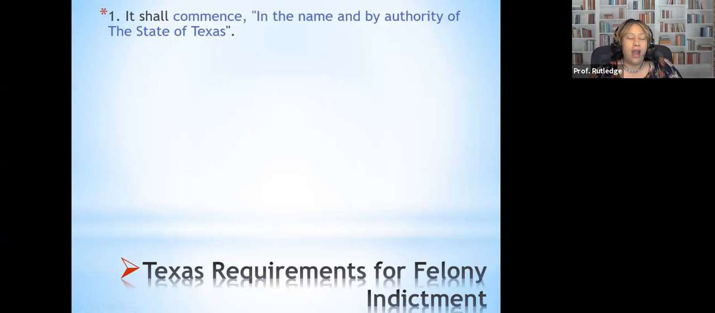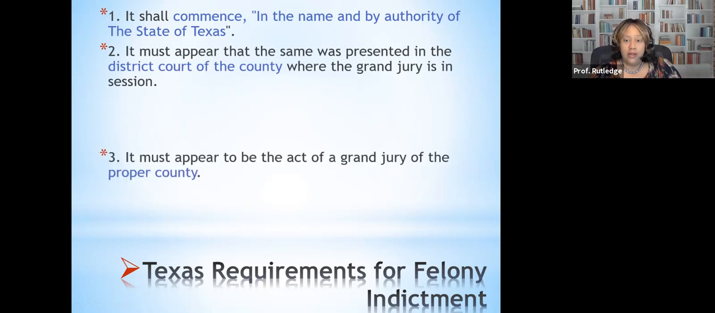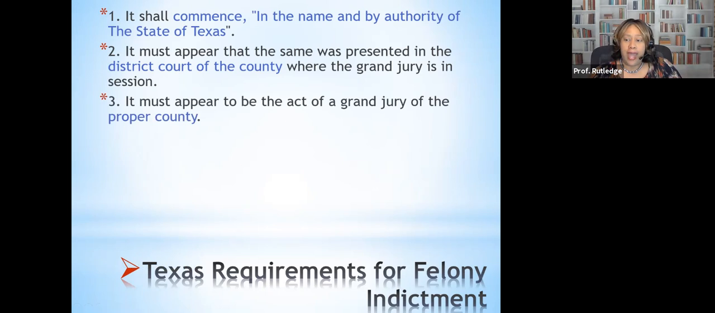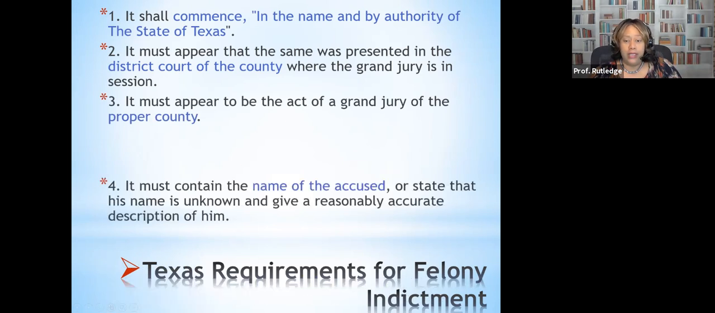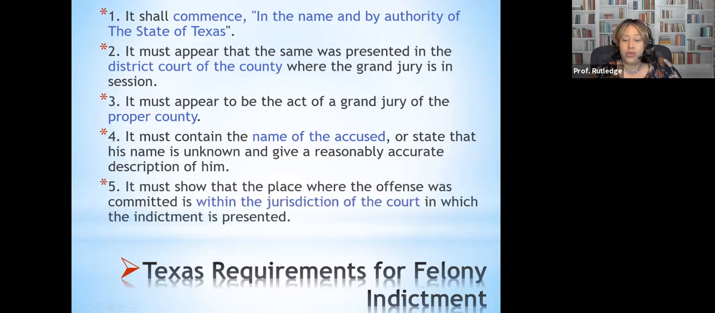Let's go through them. All felony indictments have to start with, in the name and by the authority of the State of Texas. They have to appear to have been presented in the district court of the county where the grand jury is in session. It must appear to be the act of the grand jury of the proper county. It must contain the name of the accused, or if the name is unknown, a reasonably accurate description. It must show that the place where the offense was committed is within the jurisdiction of the court in which the indictment is presented. That's why you saw all those references, for example, to Harris County.